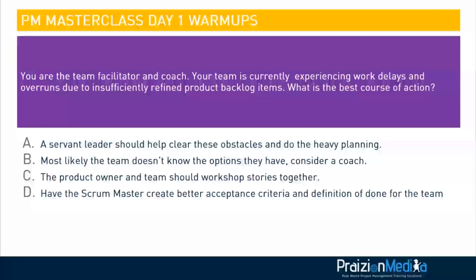3, 2, and 1. Let's take a look at these options and use the process of elimination. Taking a look at A, servant leader should help clear these obstacles and do the heavy planning. We don't do heavy planning in Agile, so we're going to cancel A. A is bogus just from the way it's worded.